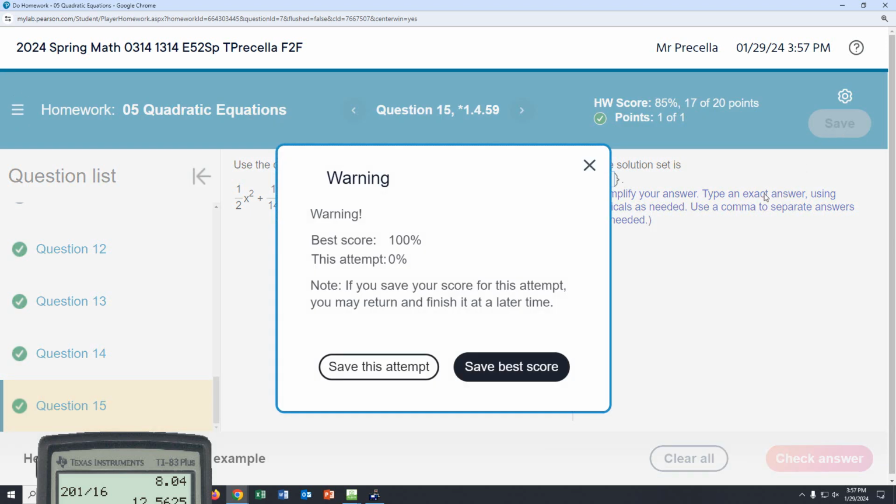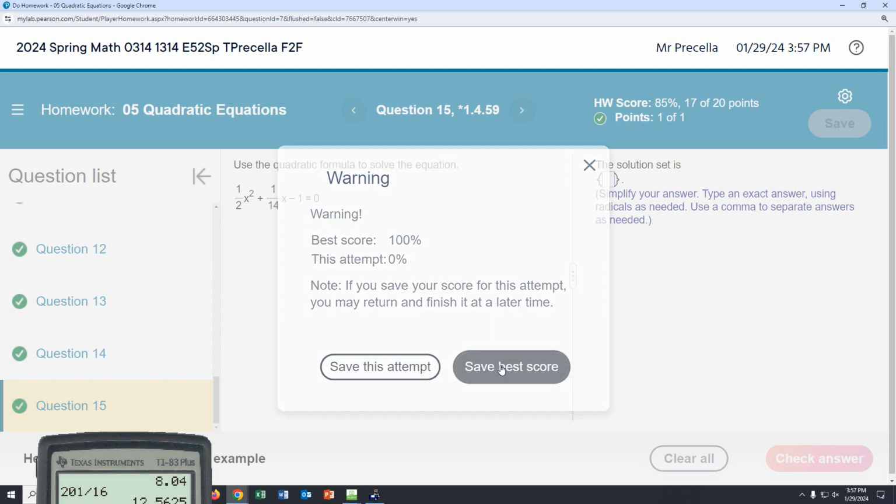Oh, we finally get this. What do y'all think you would always say? Say best score or save this attempt? Best score. If you click save this attempt, you've lost the green check on this one, and you're going to have to do it again.